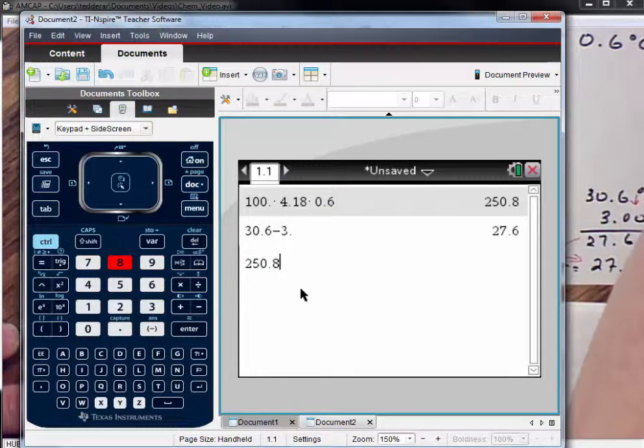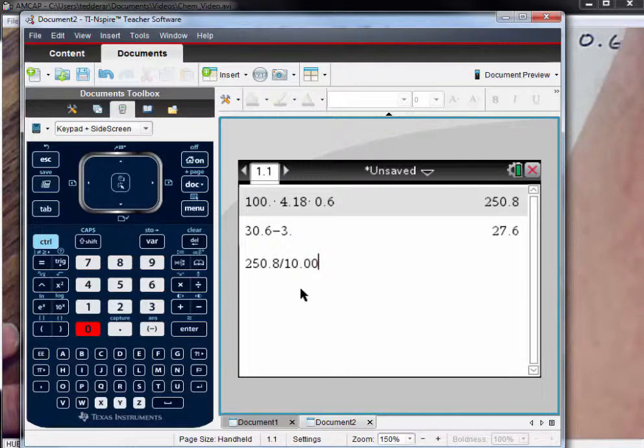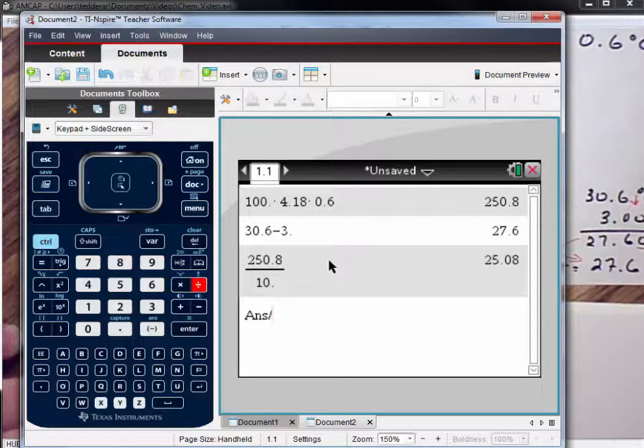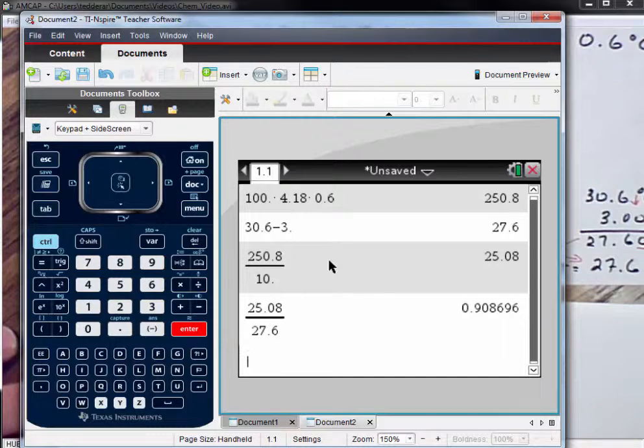So 250.8 divided by 10.0, not 10.00. There we go. Enter. And then divide that by 27.6, and we get this number right here for the specific heat. 0.908696 joules per gram per degree C.